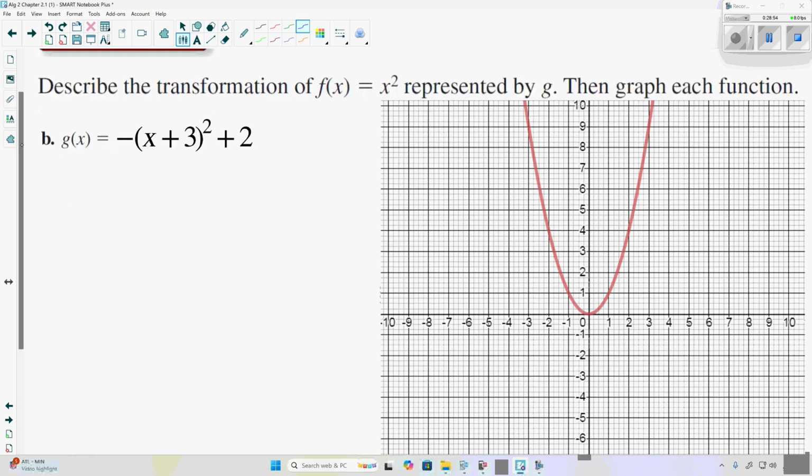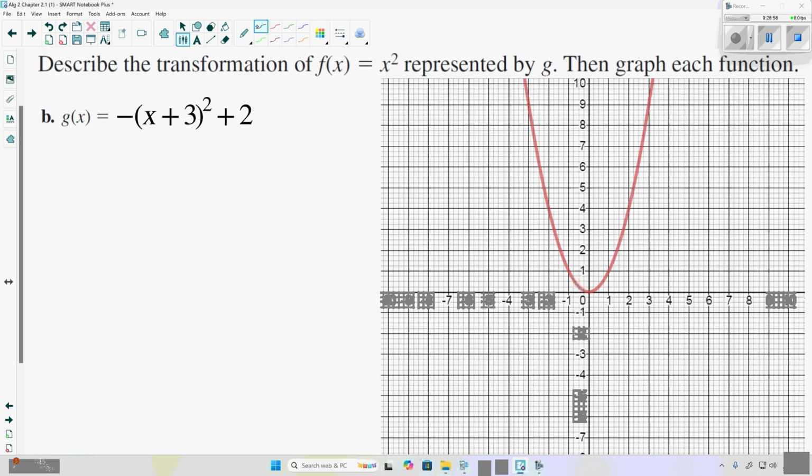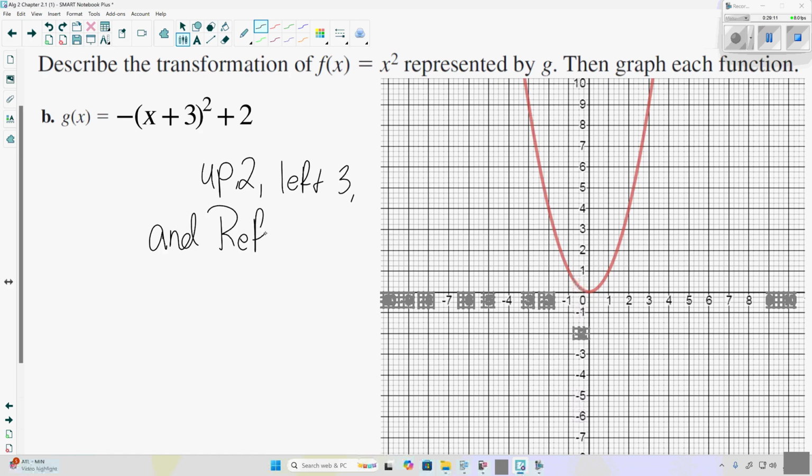What would be the transformations for this last one? Up 2. Up 2, then what? Left 3. And a reflection across the x-axis, yes. And that's it.